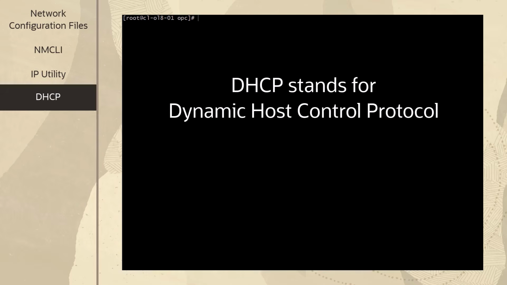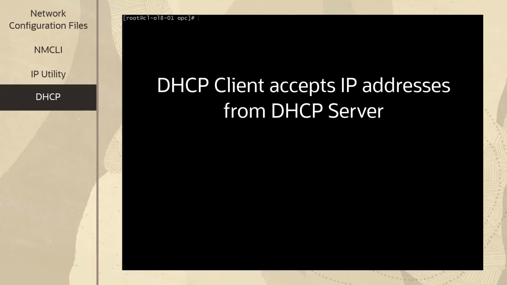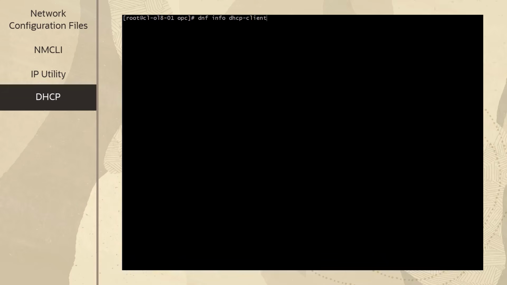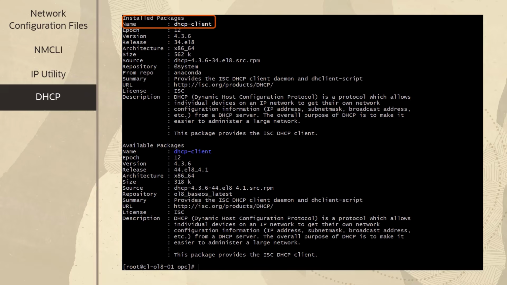And finally, your Oracle Linux system can be configured as a DHCP client. DHCP stands for Dynamic Host Control Protocol, which accepts IP addresses from a DHCP server on a network. Your system must have the dhcp-client package already downloaded and installed. For example, using the dnf command, run dnf info dhcp-client. As you can see, the dhcp-client is already installed with a newer version available.